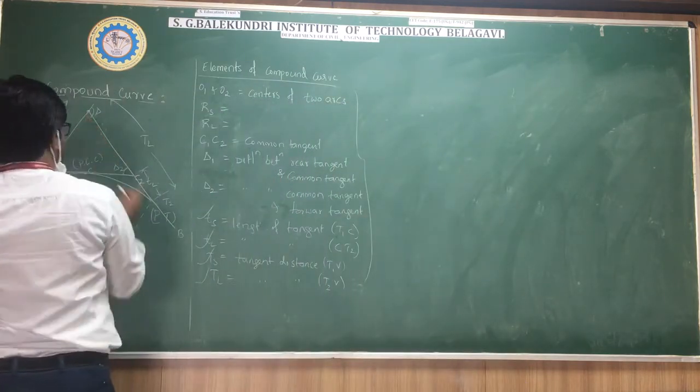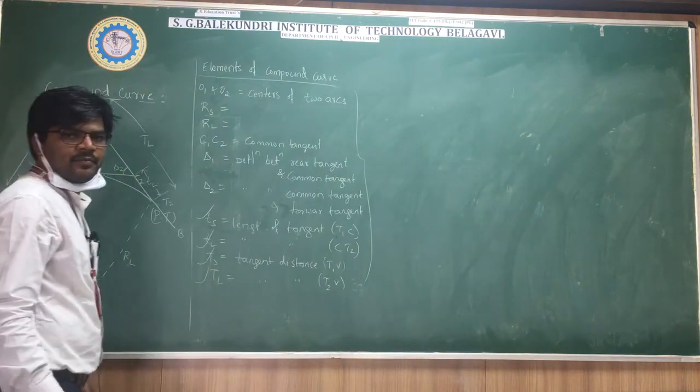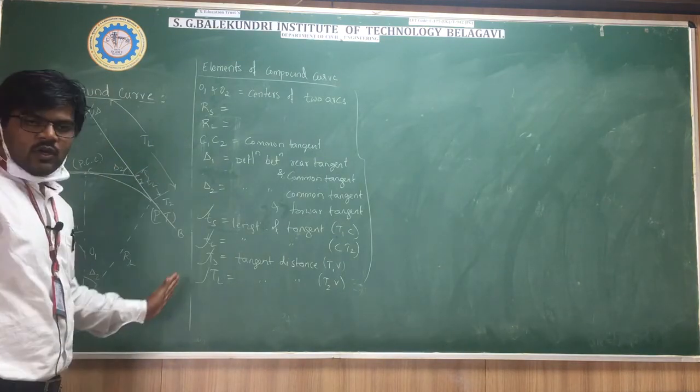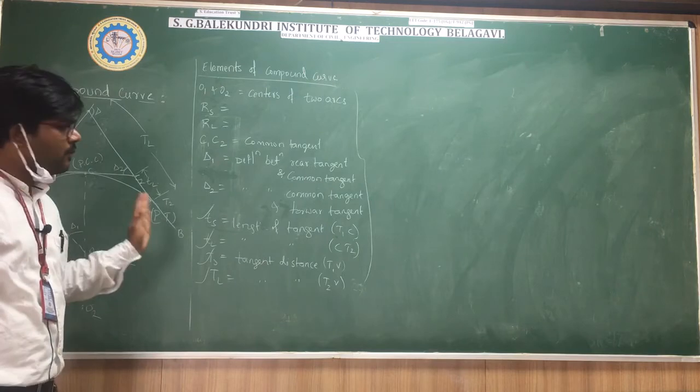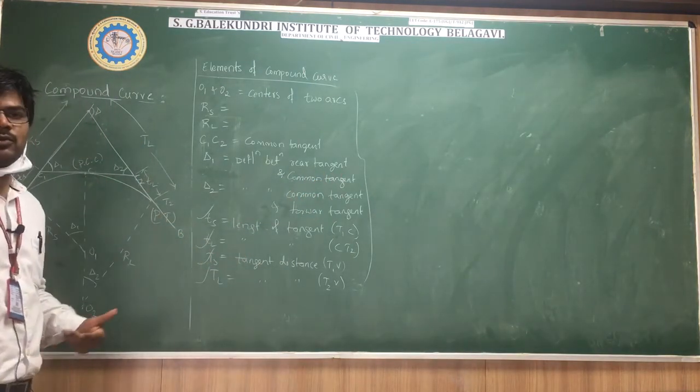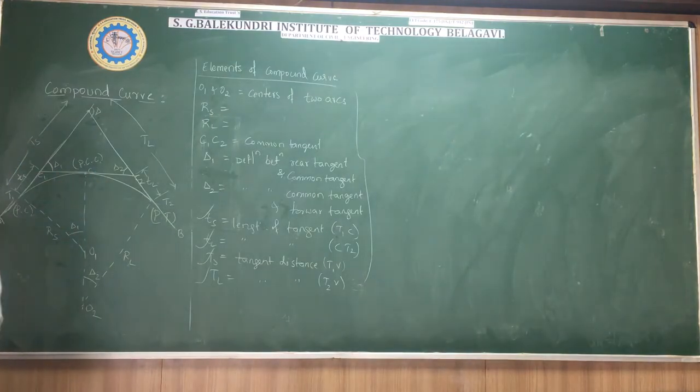These tangent distances can be calculated, correct? With these elements of the compound curve known, we will continue with deriving the expressions for the compound curve. Just take 2 minutes and go through this.